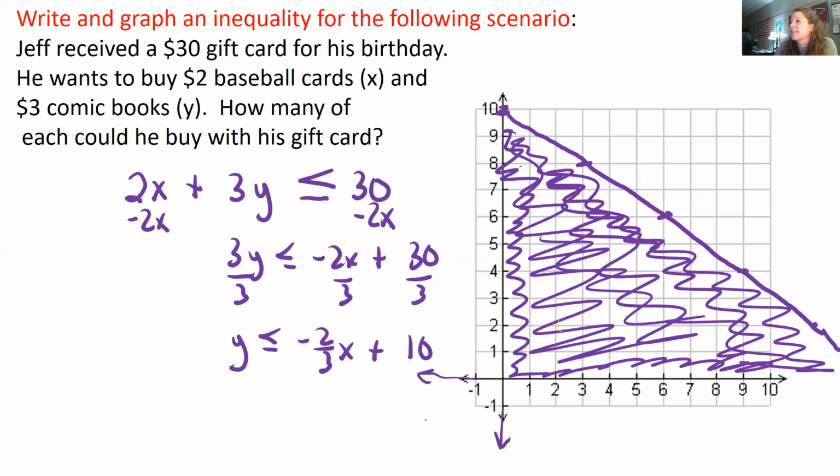Since this line is solid, that means that 6, 6 is part of my solution set. I could buy 6 baseball cards for $12, and I could buy 6 comic books for $18, and 18 plus 12 is 30, which is equal to 30. So I am allowed to buy 6 and 6.